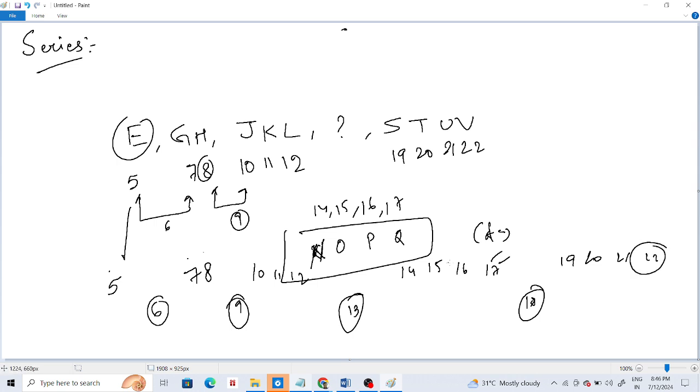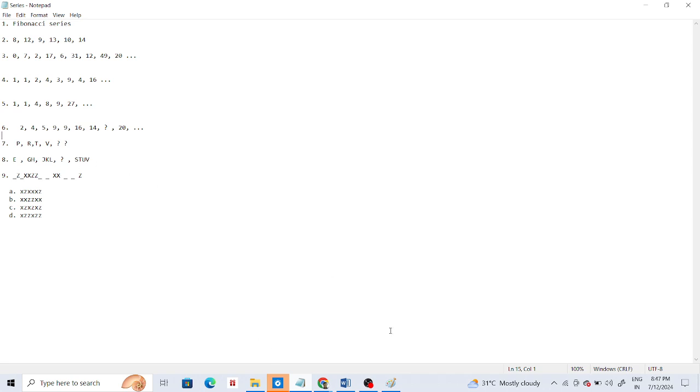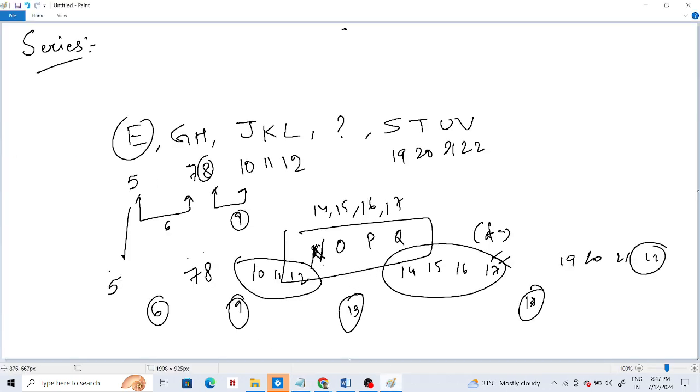Now the question is, how did I understand that in between there will be 4 numbers? Because here we had 10, 11, 12. How did we understand in between there were 4 numbers? That was with the help of the options. I didn't give the options over here, but in the options there were 4 alphabets. So from that I understood that there will be 4 numbers, not 3. So NOPQ.